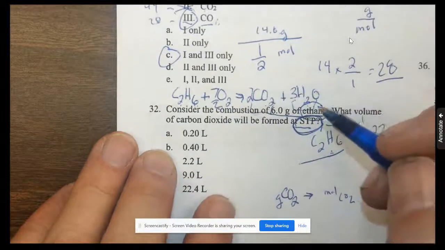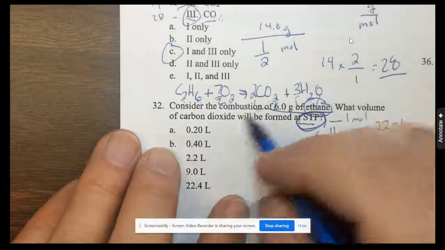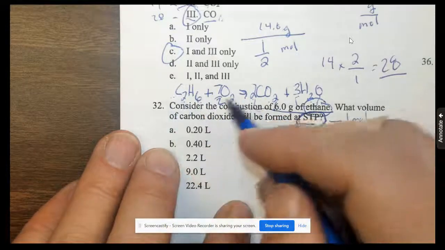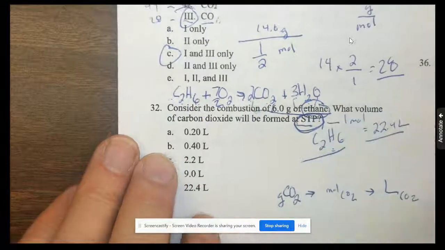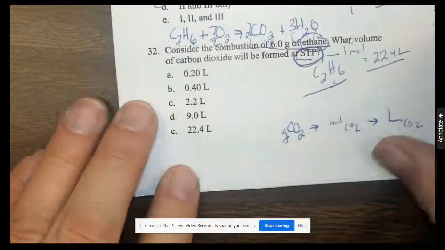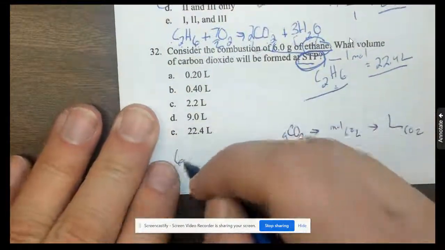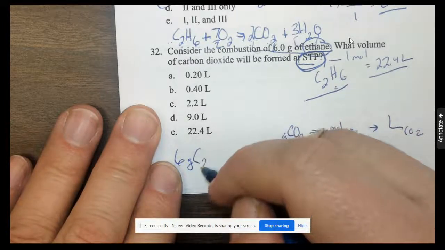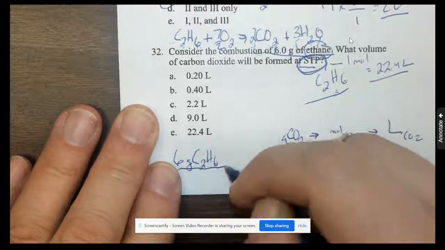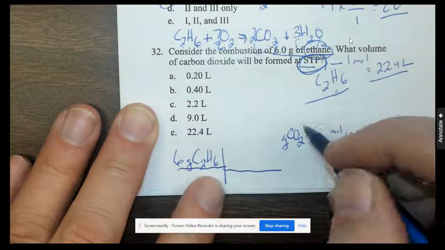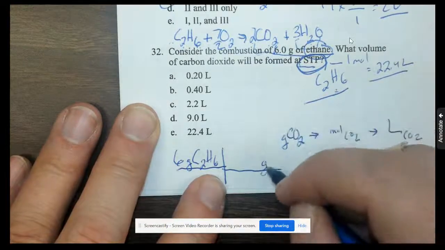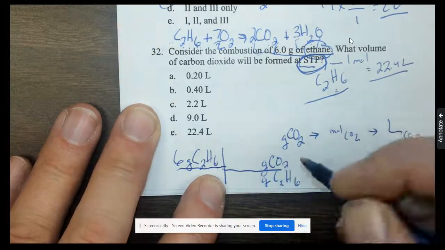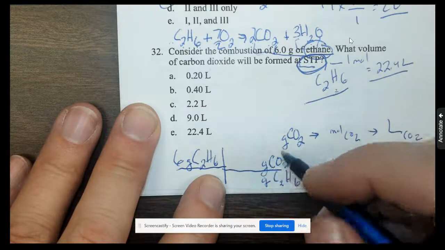All right, cool. Now, I do have my ratio, though, of my ethane to carbon dioxide. It's 1 to 2. That's going to be nice to know, okay? I'm going to start off with my 6 grams of ethane. And I'm looking at my plan, and I'm going to want to get grams of carbon dioxide. So I'm going to do that from grams of ethane. This is easy.